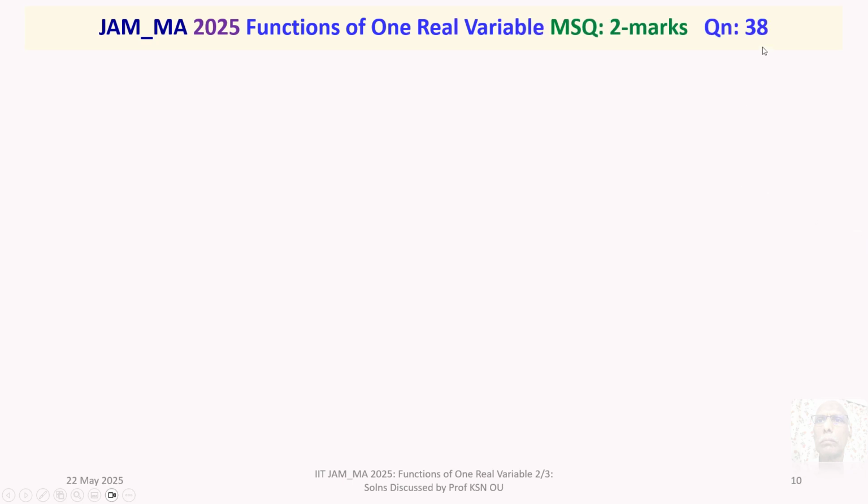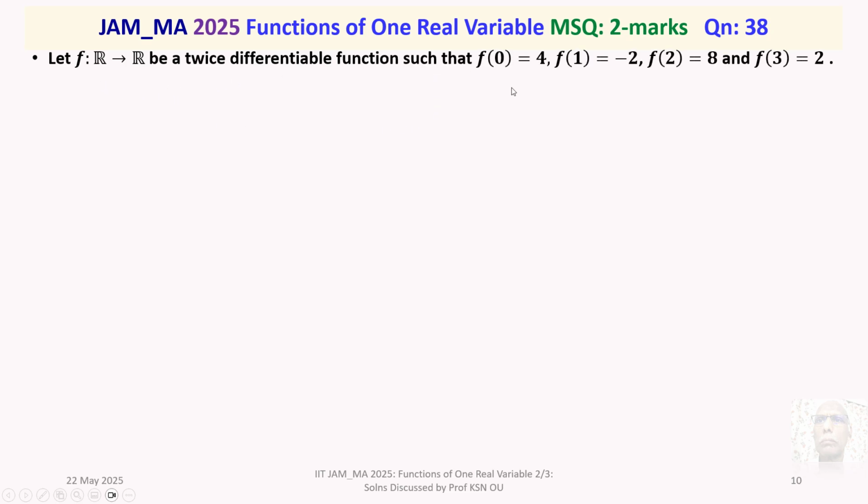Right, this is question number 38. It's again a multiple select question for 2 marks. There can be more than one answer. Let f be a twice differentiable function from R to R such that f of 0 is 4, f of 1 is minus 2, f of 2 is 8, f of 3 is equal to 2. Then which of the following is/are true?